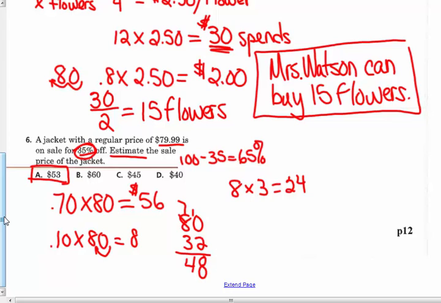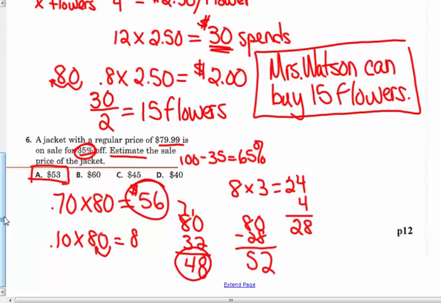I could actually do 35% because half of 8 is another $4. So if I save $28 on an $80 item, that gets me to 52, which is halfway between 56 and 48, because one time I did 40%, another time I did 30%. Here's the actual 35%. Lots of ways to do this, as you can see. And yes, A is the closest answer, $53. It's about $53 for that jacket.